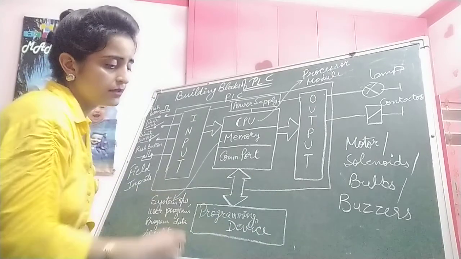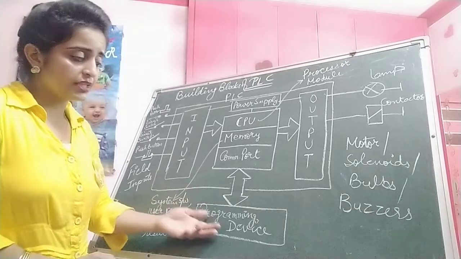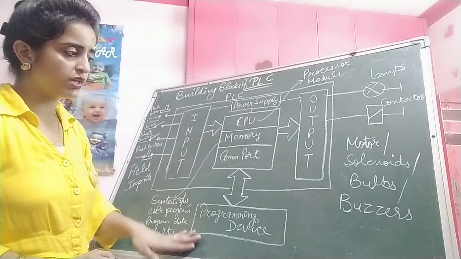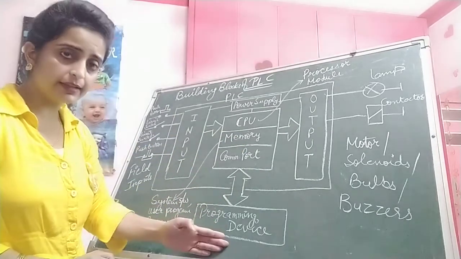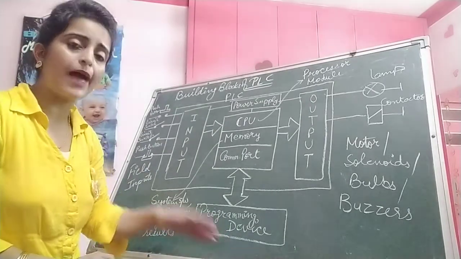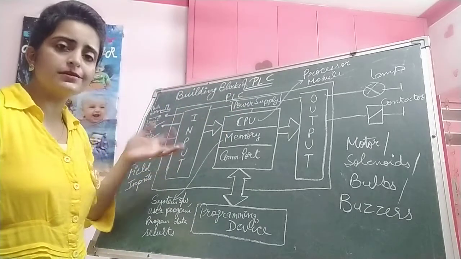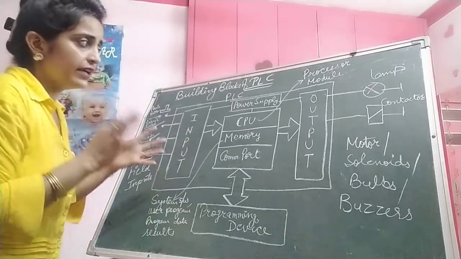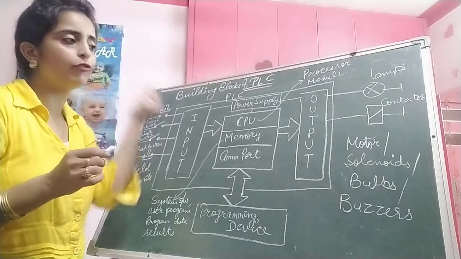And last but not the least, the programming device. This is the most important portion. This programming device is connected externally to the PLC. As you can see, it is not part of the PLC block. It is connected externally so that it could be used to program not only a single PLC but any other PLC that is connected, because in an industry there will not be a single PLC for the control purpose.